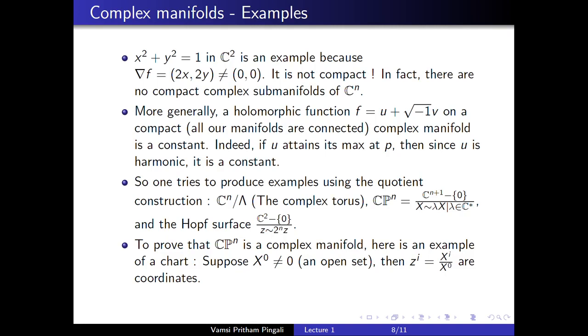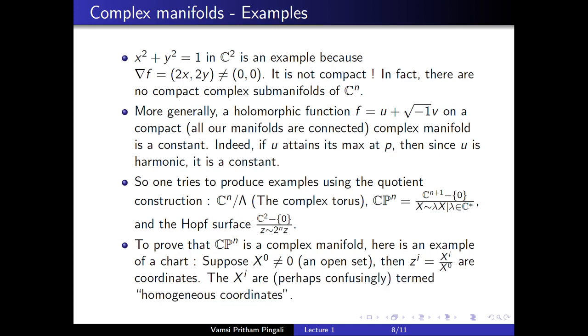And the transition maps, you can easily see they're biholomorphisms. There'll be something like the ratio of two holomorphic functions where the denominator is not 0. Okay? So I invite you to complete this argument, but this is an important coordinate chart. So I'm just talking about this particular one. Okay?